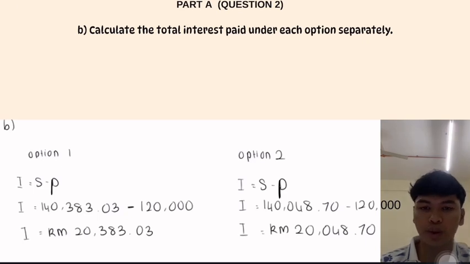For question B, calculate the total interest paid under each option separately. In this question, we need to find the total interest, which is I. We use the formula I equal S minus P. So for option 1, S is RM140,383.03 minus RM120,000, and we got RM20,383.03. For option 2, S is RM140,048.70 minus 120,000, and we got RM20,048.70.